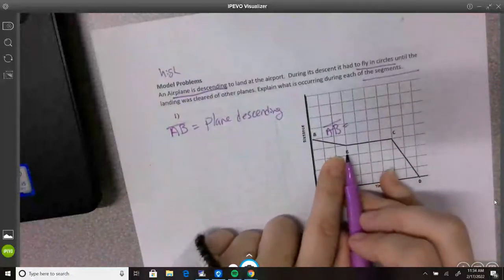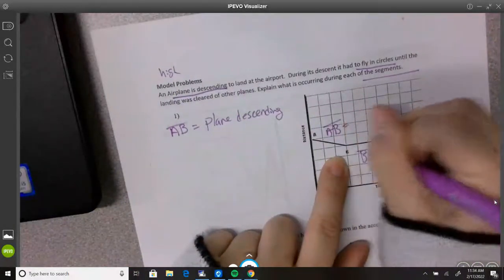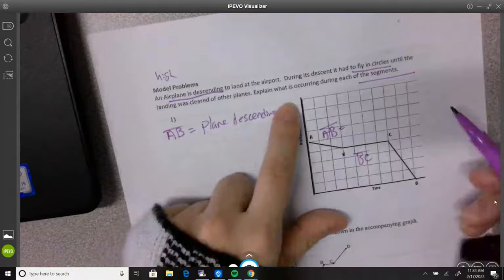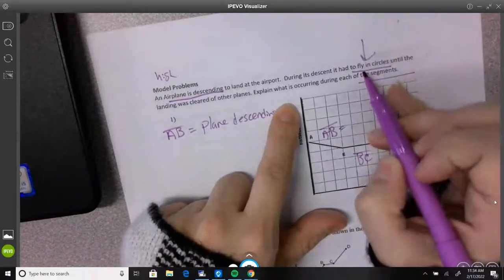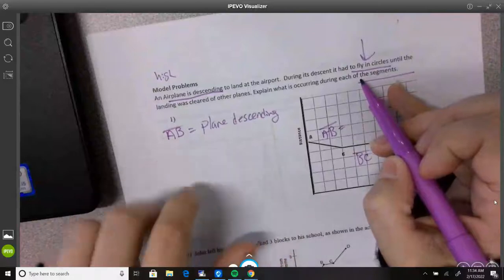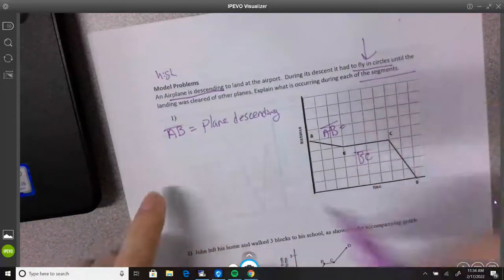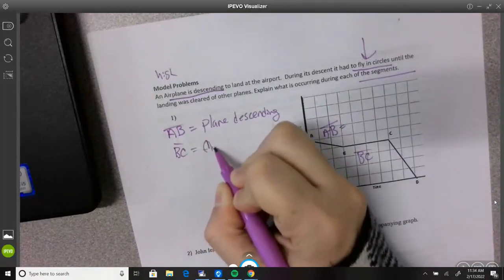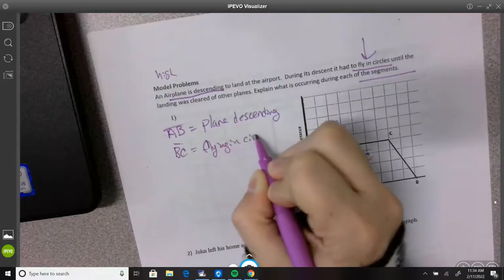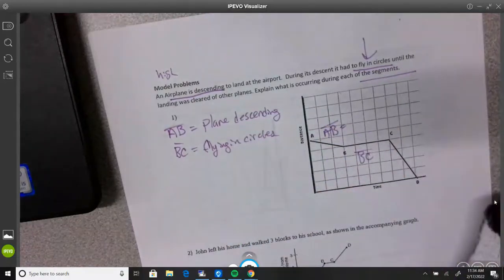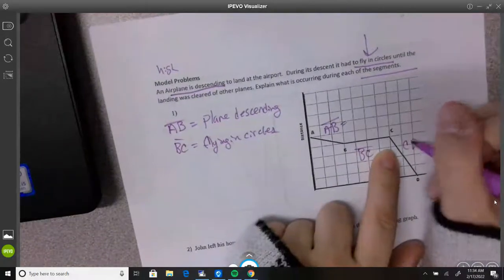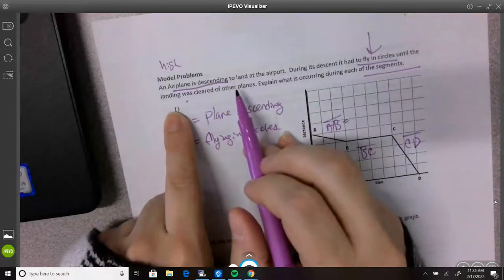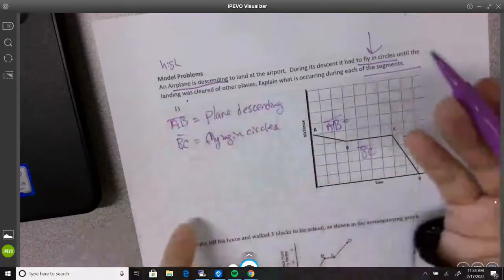All right, so from B to C, nothing is happening here. It's not losing altitude. It's not gaining altitude. So you've got to look at your scenario and what is the plane doing? It's not gaining or losing altitude. This is where it's flying in circles. And then last but not least, we have line segment CD. The plane is finally cleared to land, and it is descending and landing.